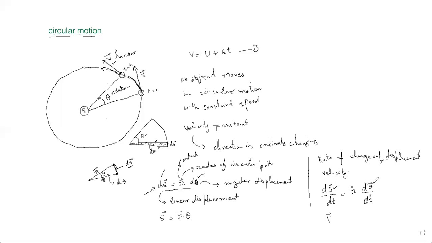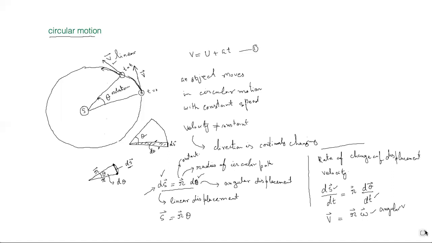So then the first order time derivative will tell us the rate of change. Okay, and that will be the angular velocity. So the linear velocity is equal to r omega. So this omega is angular velocity.